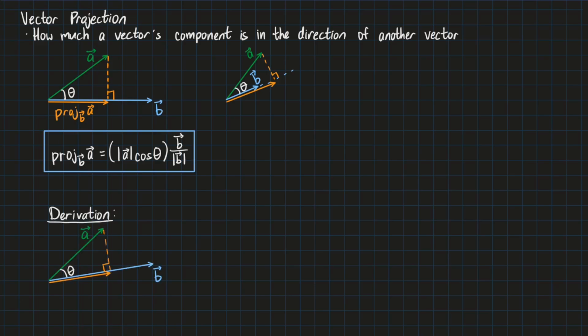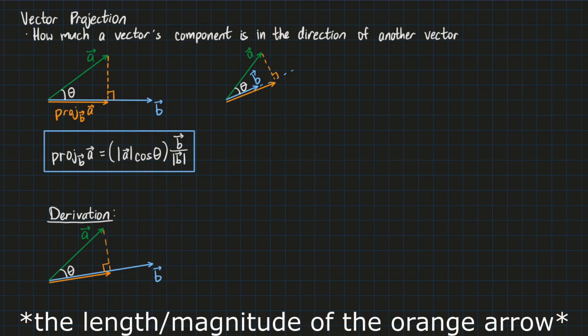So when we dropped from the head of vector A to form a line that's orthogonal to vector B, we formed ourselves a right triangle in the process. So the orange arrow going from the origin to the dashed orange line is known as the component of vector A onto vector B.